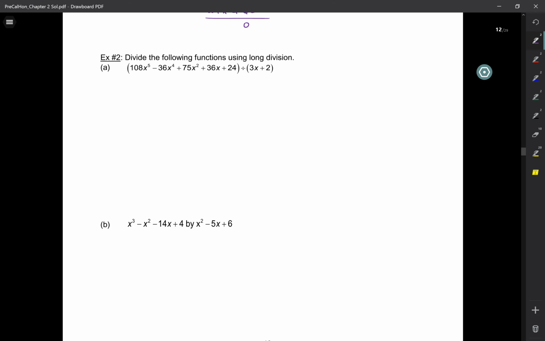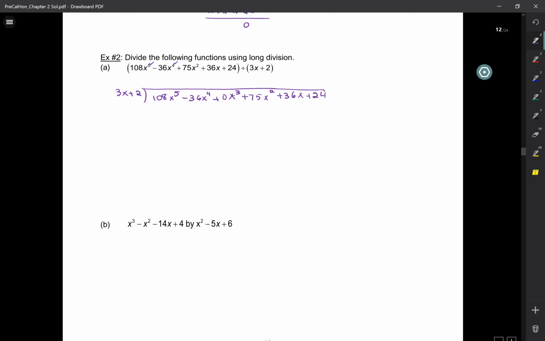All right, let's do a little bit more long division. All right, so 3x plus 2, and here I have 108x to the 5 minus 36x to the 4 plus 75x squared. Ooh, made a mistake. So look at the exponents here. I have a 5, a 4. I'm missing the 3. So what I do here is I put in a placeholder, 0x cubed plus 75x squared plus 36x plus 24. Okay?